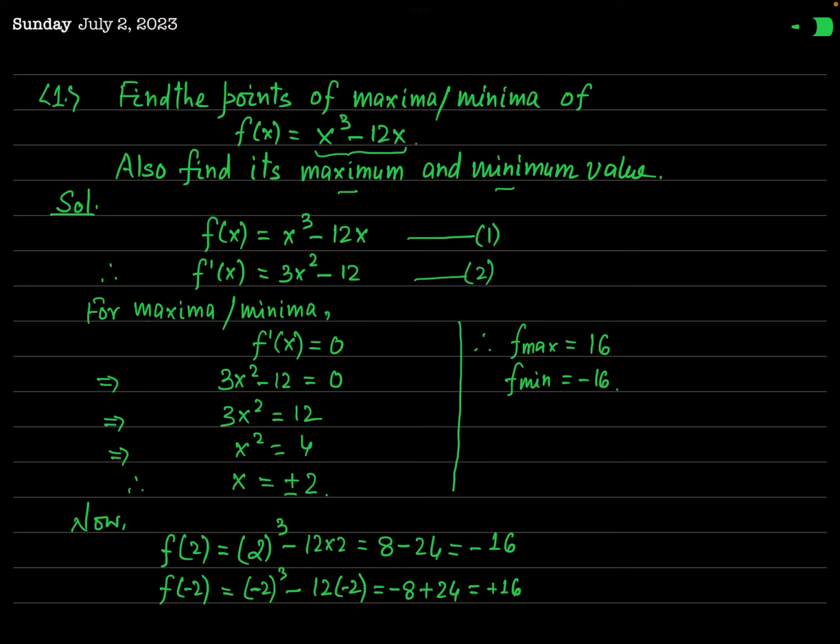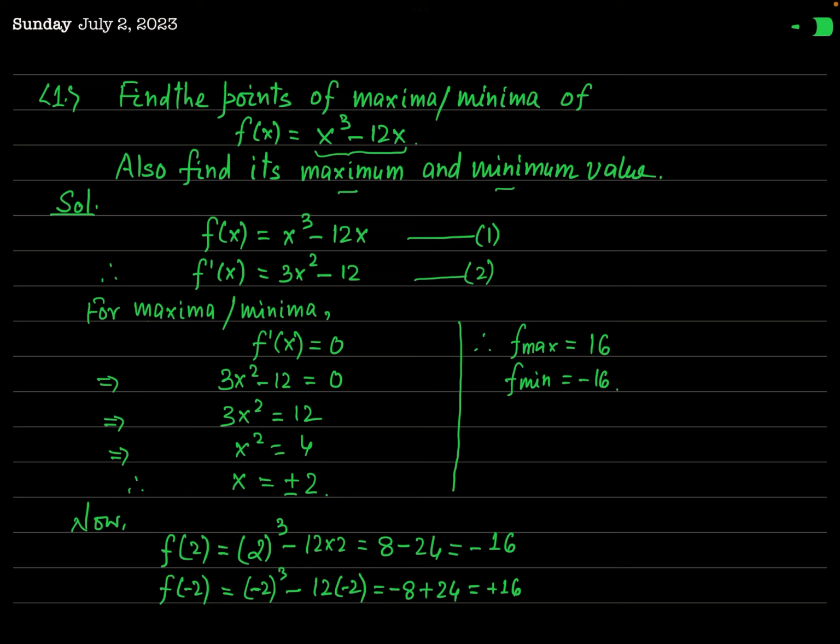Okay. So the problem has 2 parts. In the first part, we will find the points where the function will be either maximum or minimum. Okay. And after getting those points for maxima and minima, we will find the maximum value of the function and the minimum value of the function too. So now let us see how we can solve this problem.